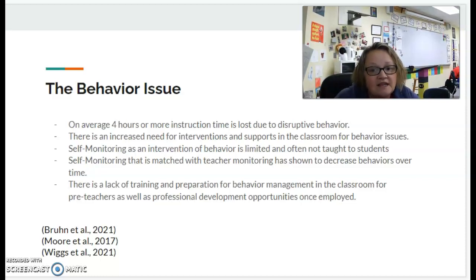We also know that there is a huge lack of training and preparation, not only for paraprofessionals once they have the job or teachers once they have the job, but when we go back and we look at college courses that teachers have taken, there are not a lot of classroom management courses or embedded strategies in other courses that are teacher-led. So we know that there are a lot of issues there. So how can we help them?